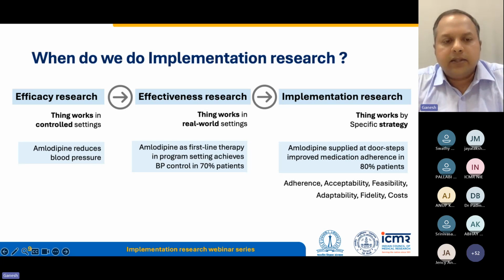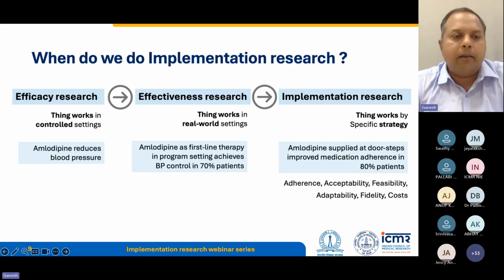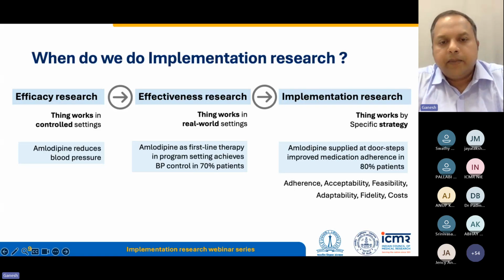In other words, with an example of amlodipine and hypertension, when we say amlodipine reduces the blood pressure, that is efficacy research, which is in a controlled setting, where we are trying to demonstrate the efficacy of amlodipine on blood pressure. Effectiveness is amlodipine as a first-line therapy in a program setting achieving blood pressure control in 70% of the patients initiated on treatment. This is effectiveness research in a real-world program setting.